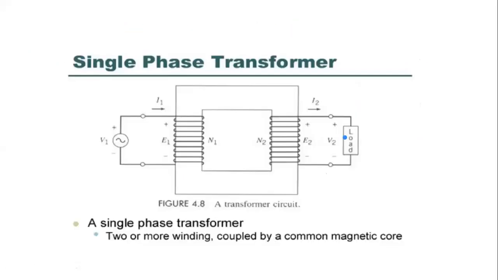First, coming to the single-phase transformer. This is the diagrammatic representation of the single-phase transformer. This is the rectangular core. On one side of the rectangular core we connect the primary winding and on the other side the secondary winding. The primary winding is given the supply voltage and the secondary winding is given to the load. This is the single-phase supply given to the primary winding.